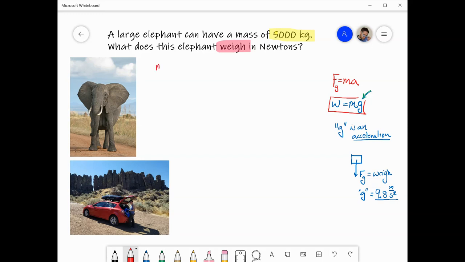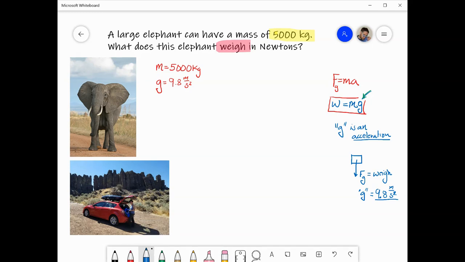So I'm going to go ahead and say the mass of this elephant is 5,000 kilograms. And I know that it's a mass. It says that it's a mass, and it has the unit of kilograms, so that's important. The other thing that I know, even though it's not down in the problem, is this acceleration due to gravity. So I'm going to put down g is equal to 9.8 meters per second every second. Again, not in the problem, but I'm writing it down because it is known.